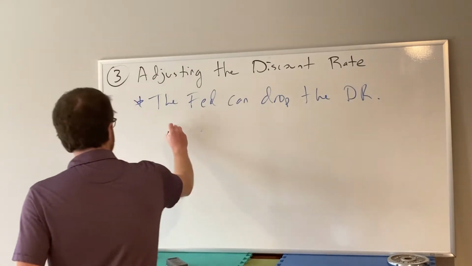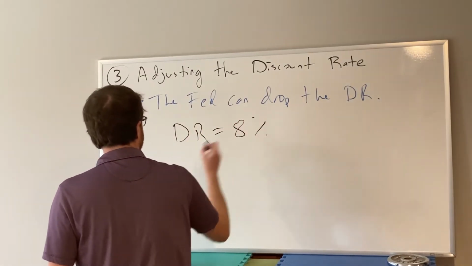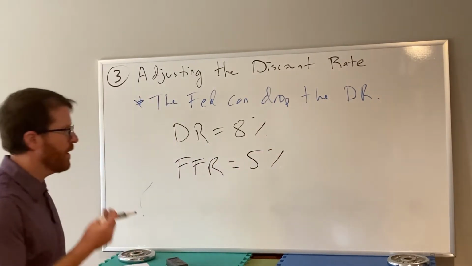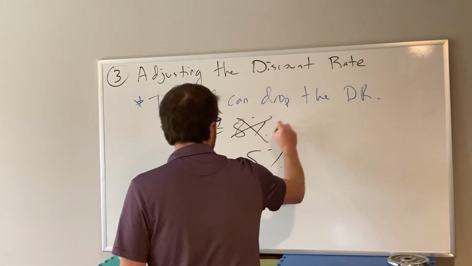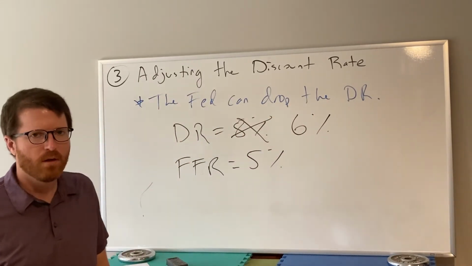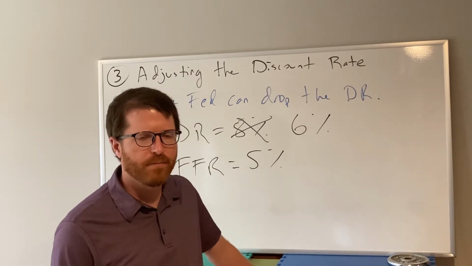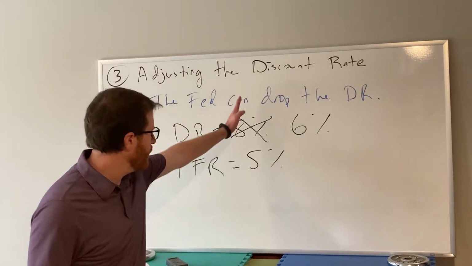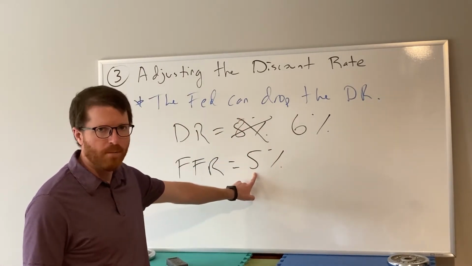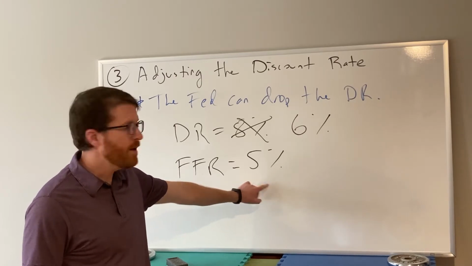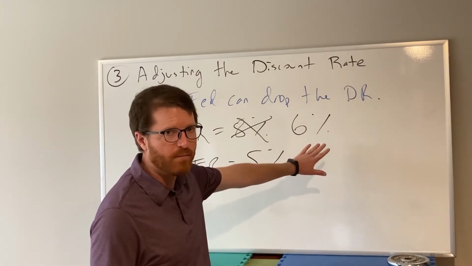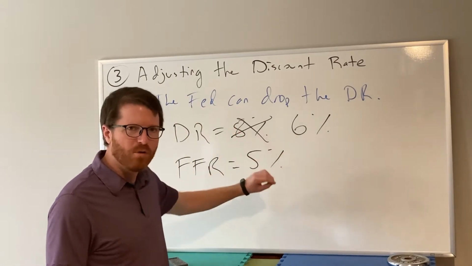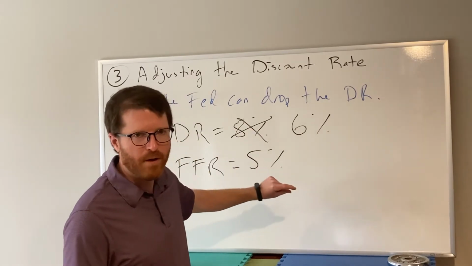Going back to our example we just had, we've got a discount rate of 8% and a federal funds rate of 5%. If the Fed goes in and drops the discount rate to 6%, how will that impact the money supply? All right, think about being a bank in this situation. If you need to borrow money, initially what you would do is borrow from another bank at 5%. Now that the Fed has dropped the discount rate to 6%, you would still borrow at the federal funds rate. You see, the discount rate only matters if it's below the federal funds rate.